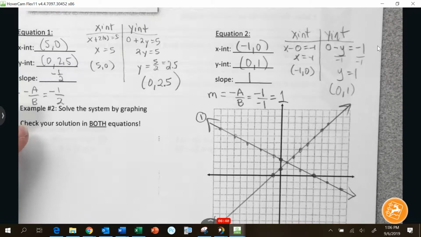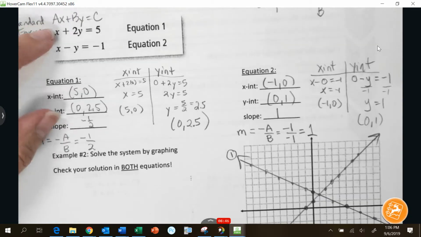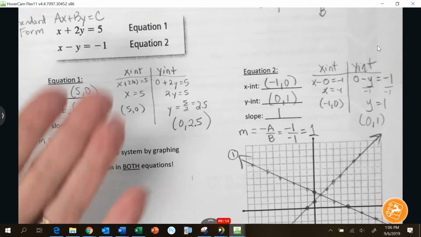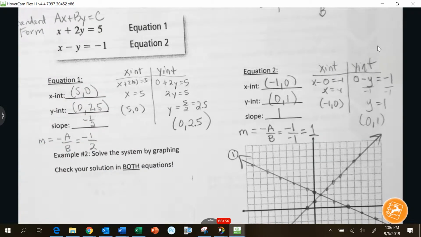So example 2 says, solve this system by graphing. A system is when we have multiple equations together for some reason. So I had 2 equations on the same graph. You don't know the reason because there's nothing telling me what these numbers represent. So right now this is like meaningless numbers. We're just finding an answer.